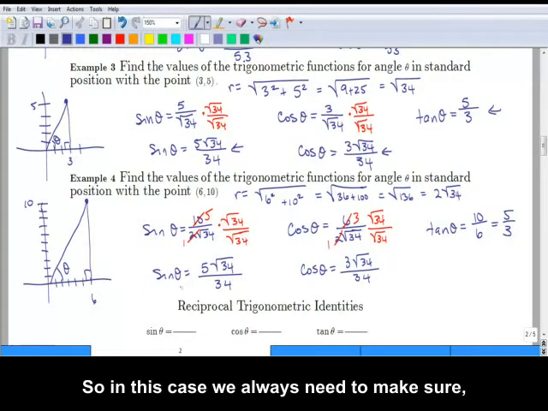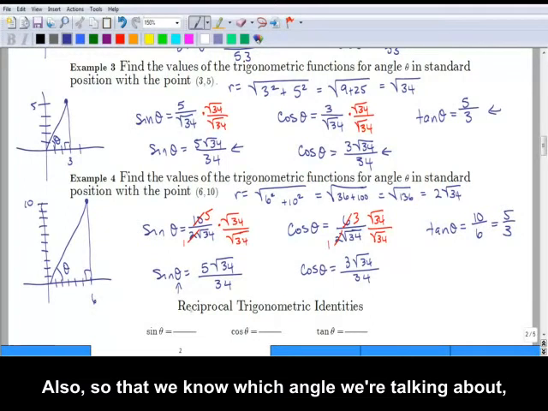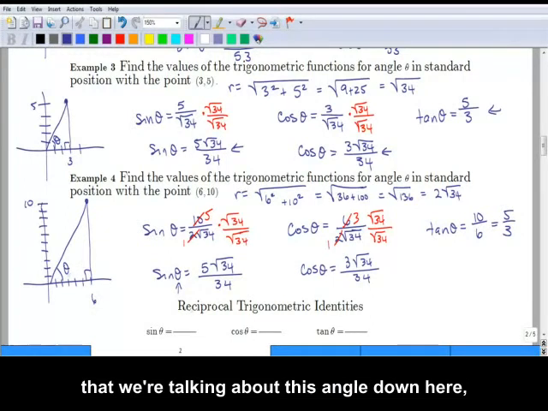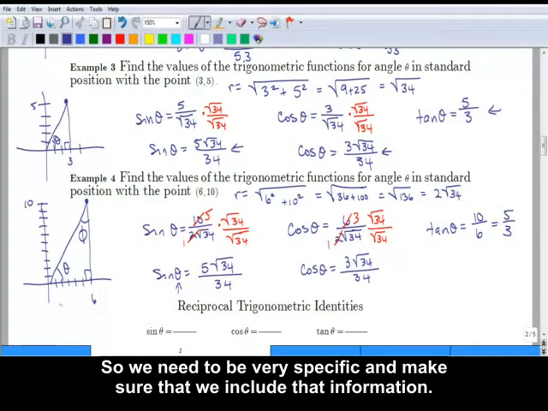So in this case, it is very important that we put theta down every time. Also, so that we know which angle we're talking about, that we're talking about this angle down here, theta, and not this one up here, phi. So we need to be very specific and make sure that we include that information.